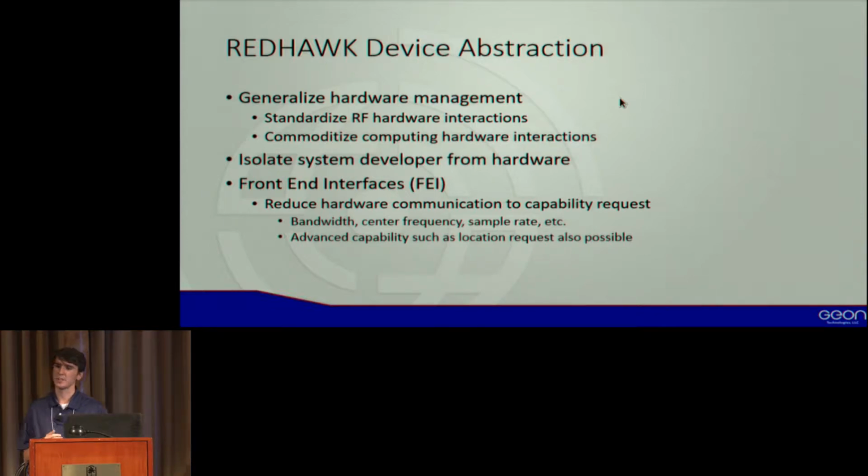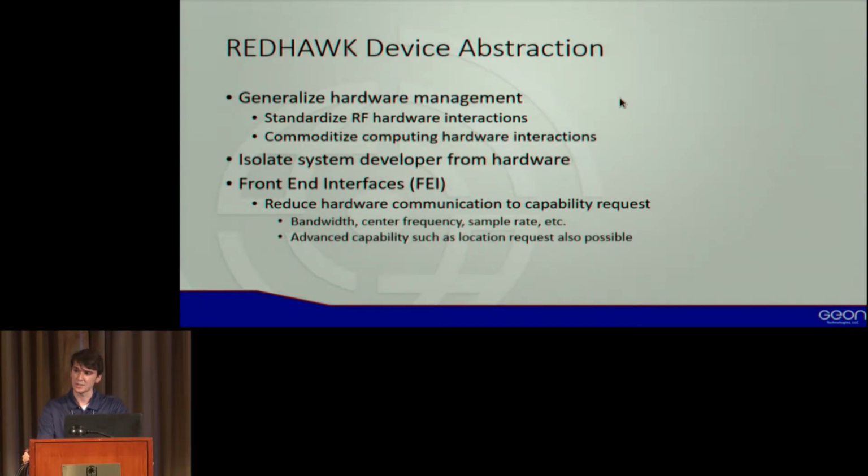That way you can have all these devices standing up on your network. The common set of interfaces can be used to interact with any one of them, and you can do basically capability requests. So a specific example of this is front-end interfaces. Instead of saying, I need a USRP UHD, you say, I want a bandwidth, I want a center frequency, I want a sample rate. And the first device on the network that can satisfy that request will be given to your application, and you can use it for the lifetime of the application.